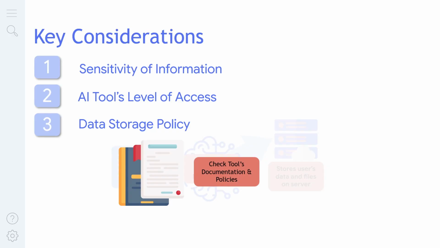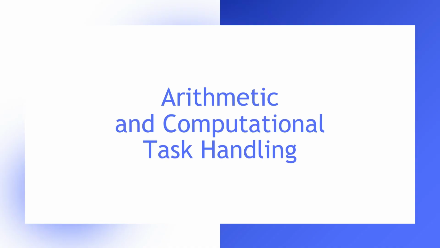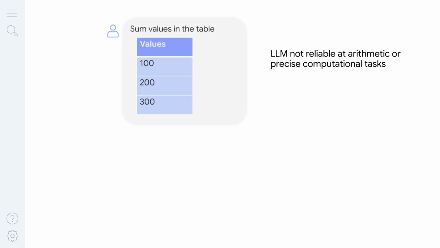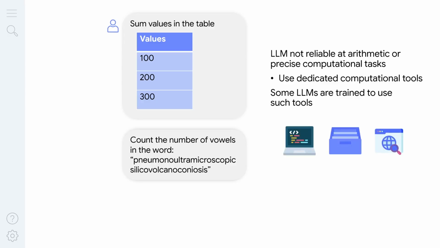Now, let's consider another limitation of LLMs. LLMs are not always reliable at arithmetic or at precise computational tasks, such as summing the values in a column of a table or counting the number of specific letters in a word. These tasks are often better handled by dedicated tools, such as a computer program. Some LLMs are therefore trained to recognize when a tool is needed and to make use of that tool.